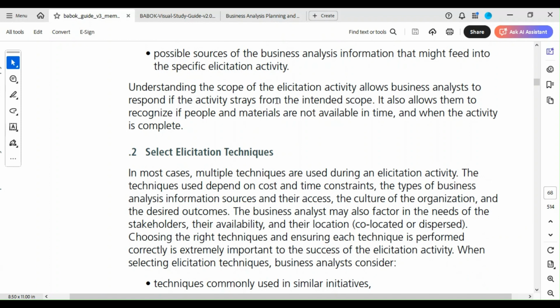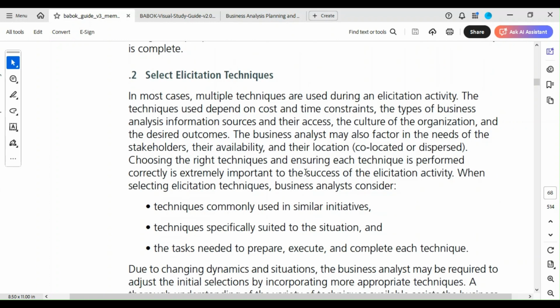Understanding the scope of the elicitation activities allows the business analyst to respond if the activity strays from the intended scope. It also allows them to recognize if people and materials are not available in time and when the activity is complete. So you know when you are done. And you also know when you are not getting ample information, or when to go out and source for information.